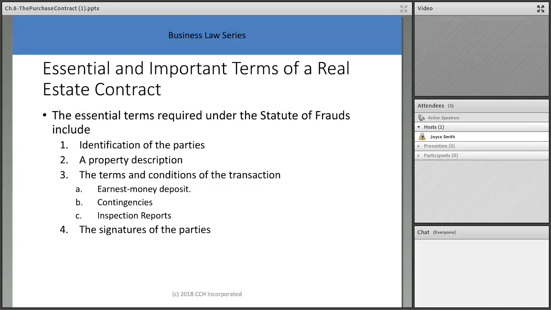Okay, the terms. We have to identify the parties. Who are the people trying to buy and sell this piece of real estate? A property description. It's not the full legal description. That's a page, 2 pages. It can be a street address, or it can be a unit number for a condominium or something. Terms and conditions of transaction. Is there earnest money? What are the contingencies? We talked about all the contingencies that you can have, financing, inspection, things like that. And then the inspection reports. And then obviously signature of the parties.